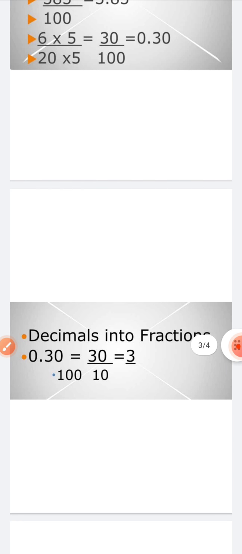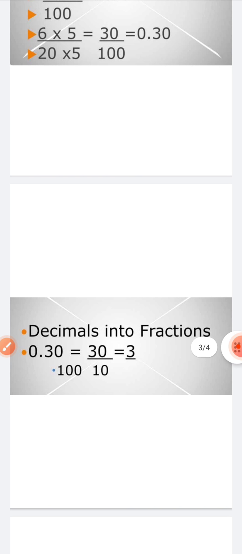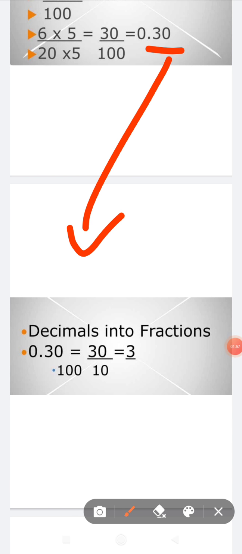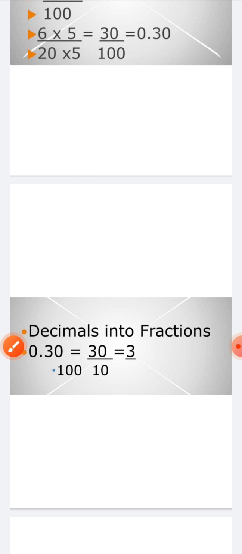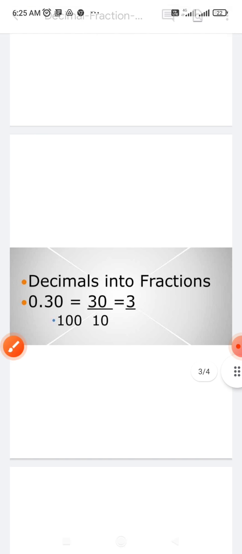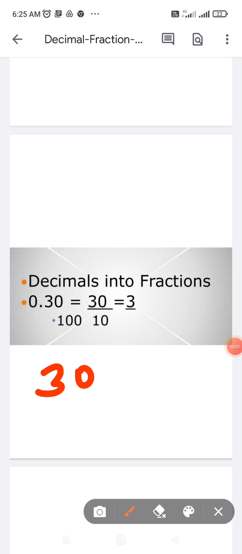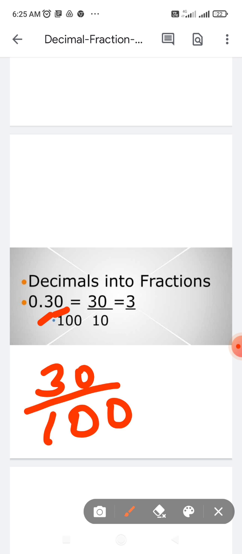Our next problem, now decimal into fraction, the same problem, only we have to take the decimal into a fraction. 0.30. How can you represent it as a fraction? Just write the whole number alone. What's the whole number here? 30. So I write 30, children. After how many digits did I make the decimal? 2 digits. So for that I write 100, isn't it, children? So this is our answer.